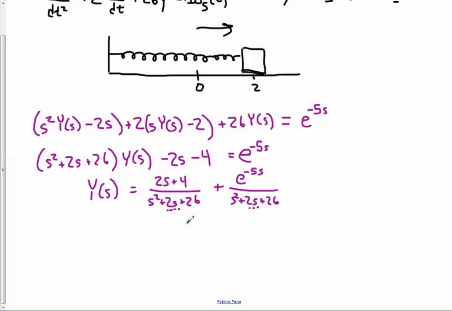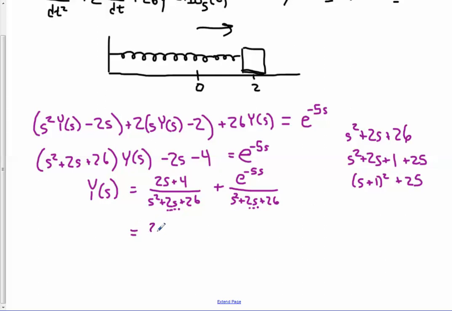completing the square process. So s squared plus 2s plus 26 would be s squared plus 2s, and to complete the square I need a plus 1, right, half of this squared, and I steal 1 from the 26, and then I have plus 25, so s plus 1 squared plus 25. So that's how this denominator is going to be, the square will be completed. Let me just do that for all of them now. Okay, there we go.